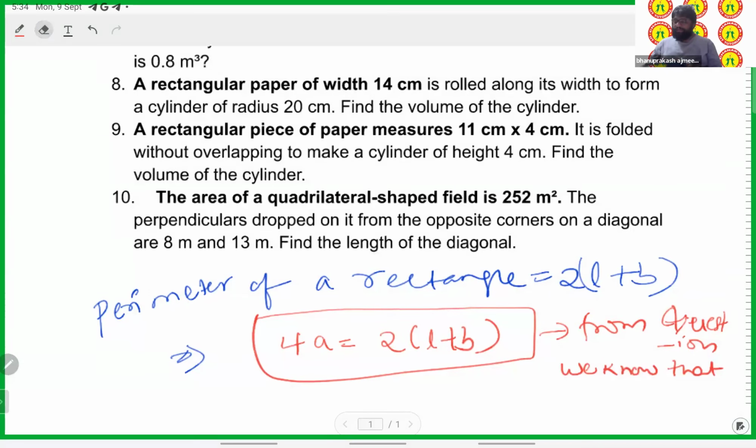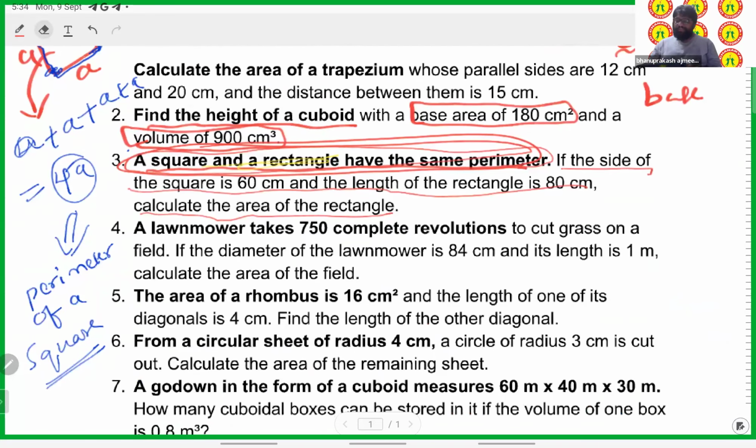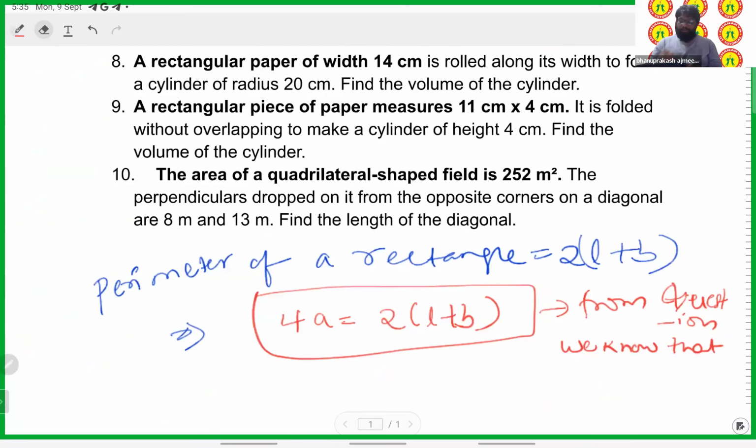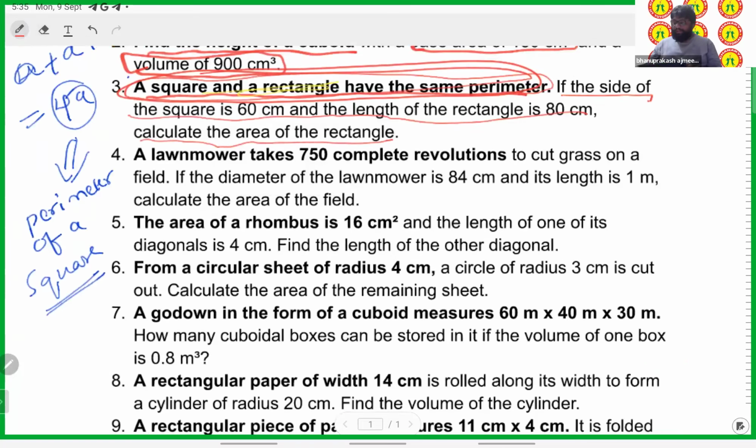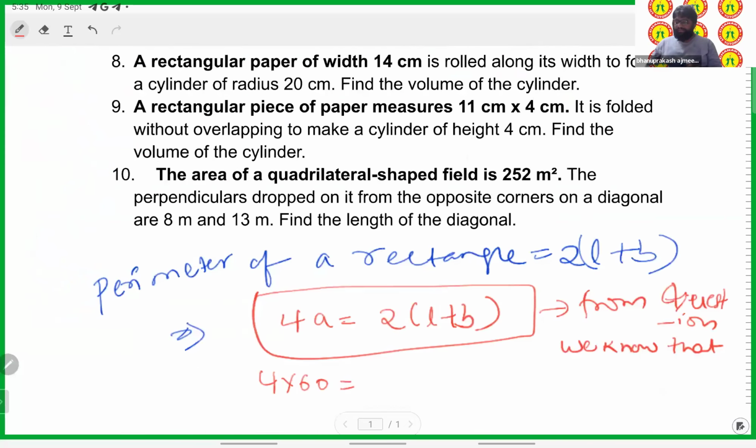One more thing given in the question is, if the side of this square is 60 centimeter. So I already told you 4 into 60 is equal to the perimeter. Another thing given is the length of the rectangle. See here, length of the rectangle is given as 80 centimeter. So 2 into 80 plus B.